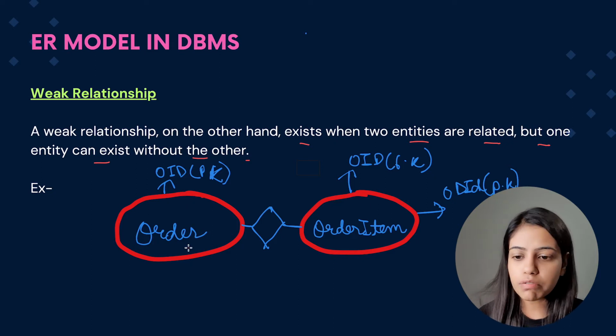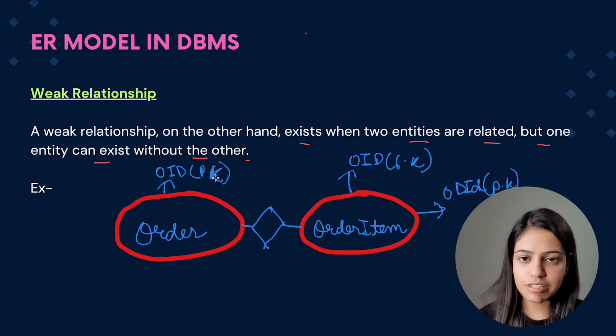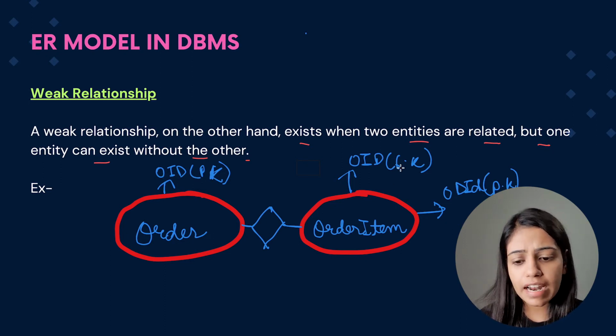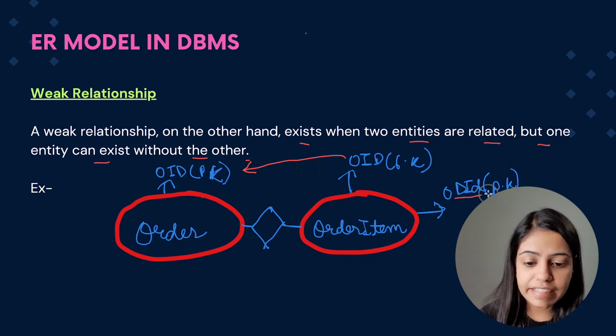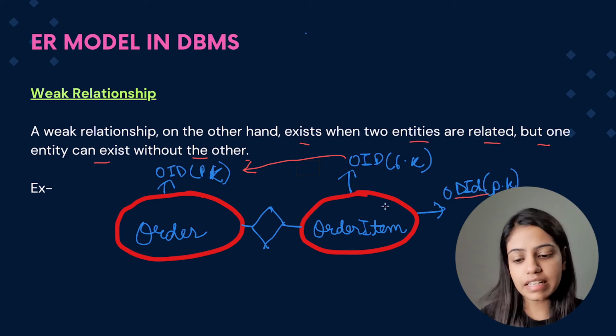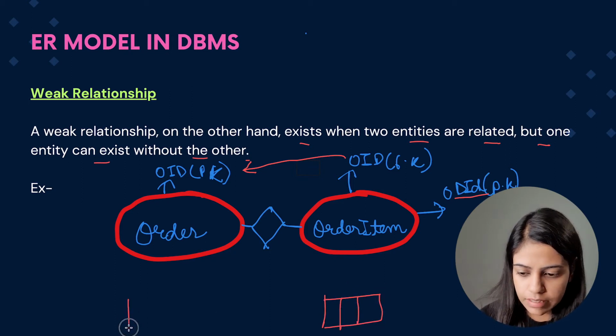So here I have taken two entities. The first entity is order, the second entity is order item. Order has an order ID as primary key. Order item has an order ID as foreign key, which takes reference from the order table. Order item also has an order item ID, which is the primary key in order item. So consider that this is the order item table and this is the order table.